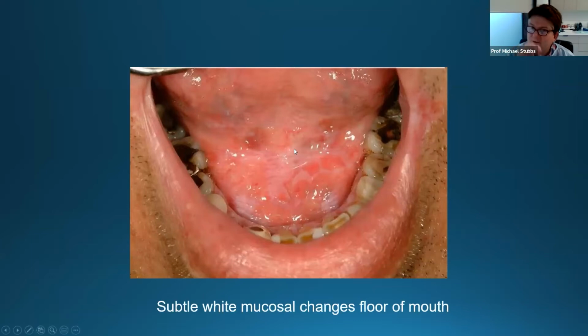So we look at the floor of the mouth as a high-risk site. We look at the side of the tongue and the ventral surface of tongue, high risk site for developing squamous cell carcinoma. And we also look at the retromolar pharyngeal region, high risk sites.